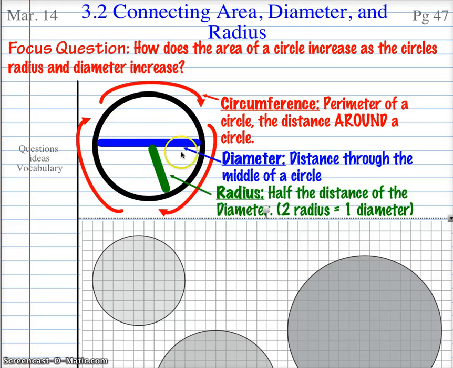3.2, I kept this picture here because, again, I'm going to use these words freely. I'm not rewriting them. You don't need to either. But these words will be extremely important in even understanding the question. So if you don't know these words, most questions will not make sense to you. It'll be very, very difficult. So 3.2, connecting area, diameter, and radius. We're going to connect the area of a circle, the diameter of a circle, and the radius. What things are unique about those three things together? So we need to find a relationship of those items.